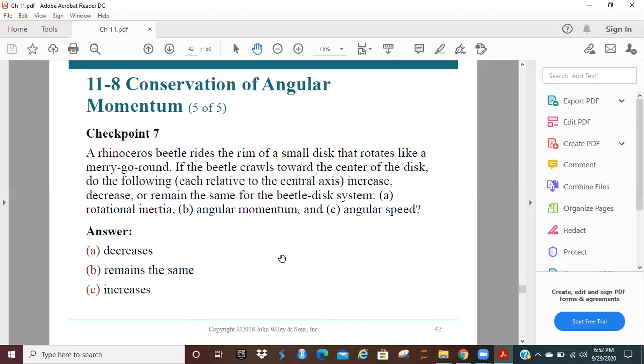The key to this particular problem is the angular momentum. There is no net external torque on this system. Because of that, the angular momentum is going to remain the same, before as well as after. What's going to happen to the rotational inertia and what's going to happen to the angular speed? Well, the angular speed is going to increase. And why does the angular speed increase?